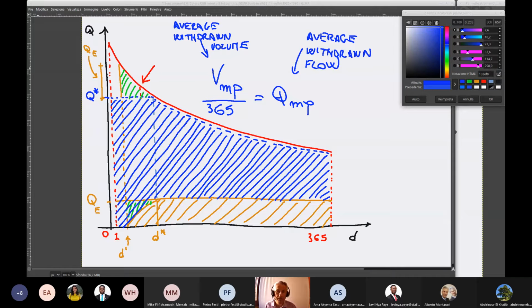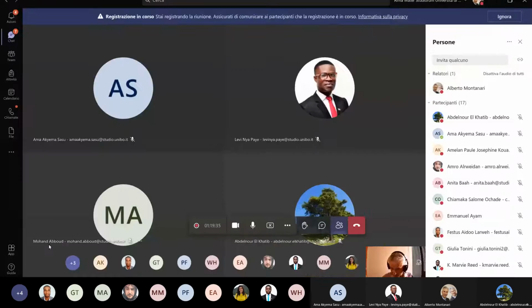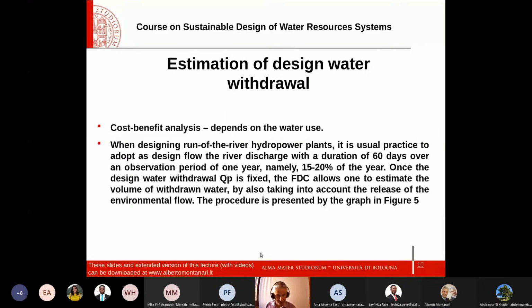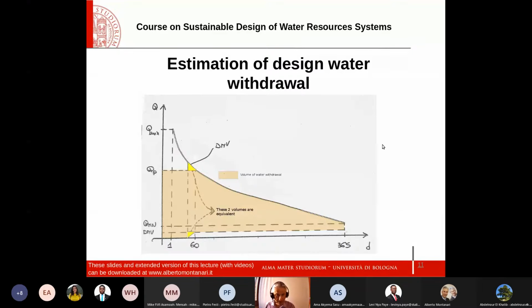Okay. Now, let me go back to the PowerPoint. And let's look at this figure. This figure is just what I have depicted on the graphic blackboard. It has slightly different symbols, I'm sorry. Q star is QP in this figure. And QE is called here DMV.